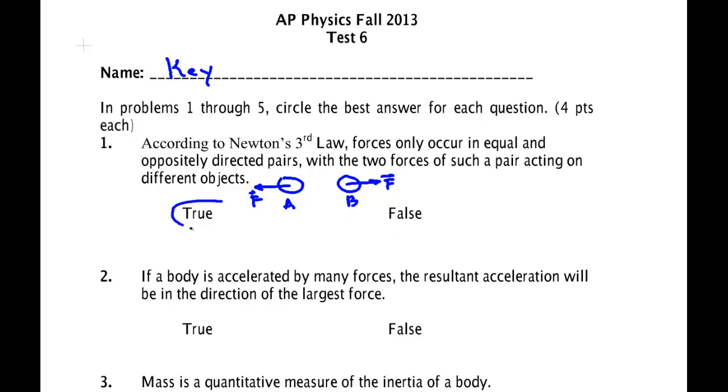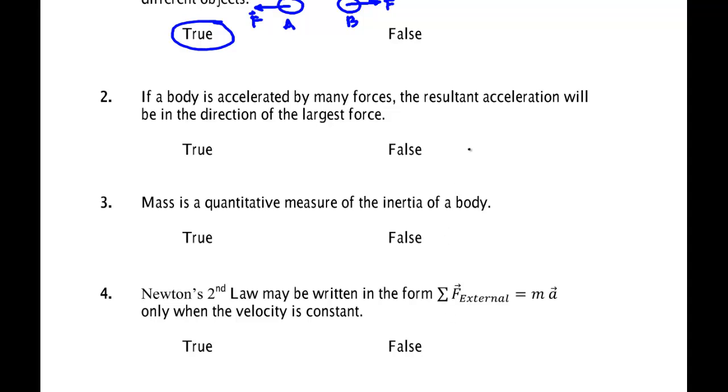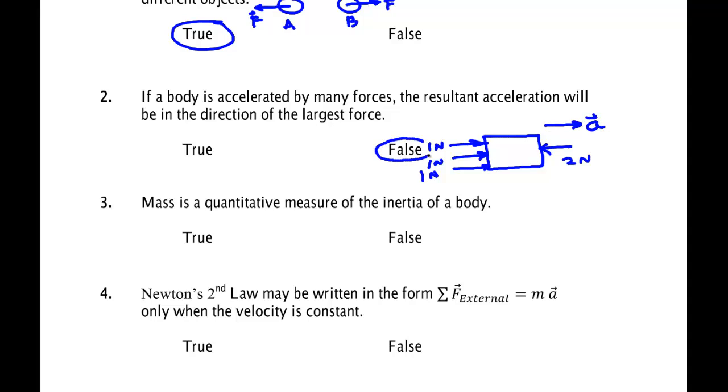So this is true. If a body is accelerated by many forces, the resulting acceleration will be in the direction of the largest force. False. It'll be in the direction of the net external force. As an example showing this is false, let's say that I had three 1 Newton forces applied like this, and on the other side, I applied a larger force, 2 Newtons. These three Newton forces would overpower that 2 Newton, and the acceleration would be in that direction. It's where the sum is, not what any individual force is.